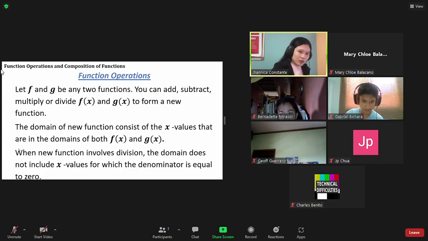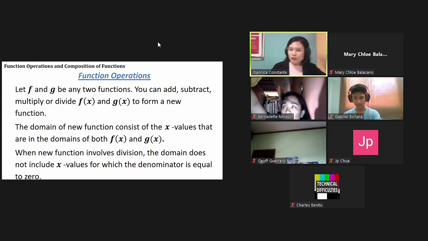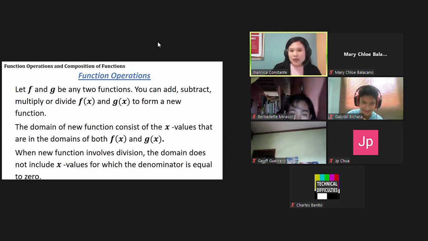Operations: we know that two functions can be added, subtracted, multiplied, or divided. We have the function f of x and g of x to form a new function. From solving those operations indicated by the two functions that we have, we are able to find the domain, or the value of x, of the new function.